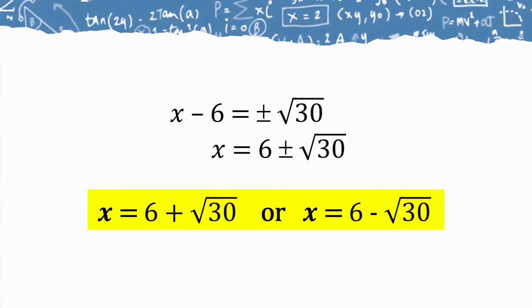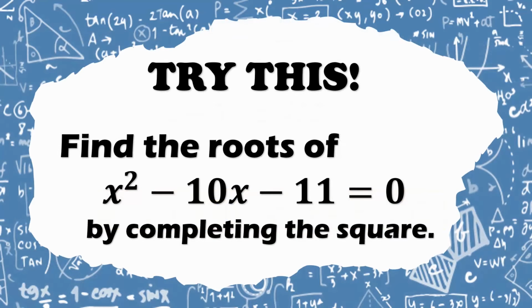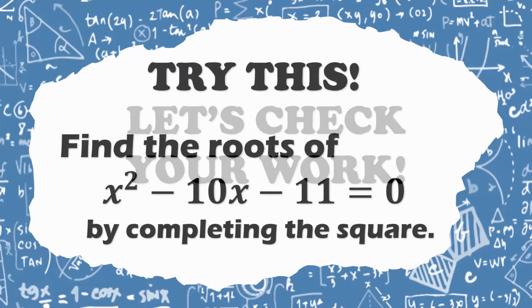Now, it's your turn. Find the roots of the quadratic equation x squared minus 10x minus 11 equals 0 by completing the square. Now, okay, let's check your work.